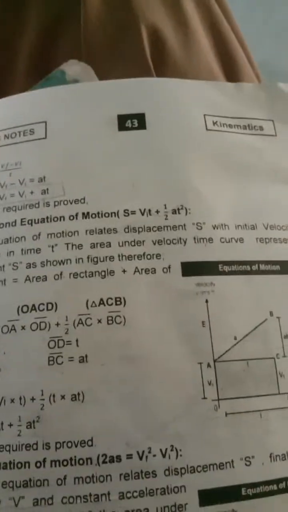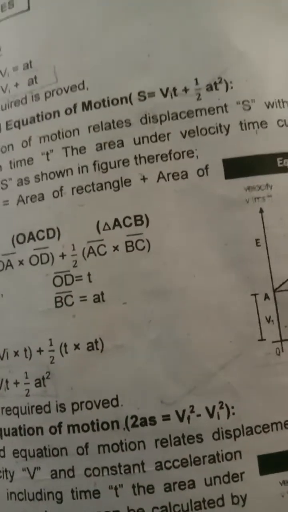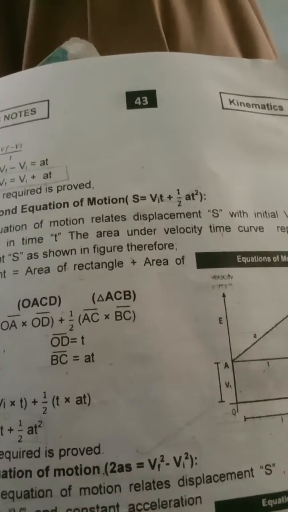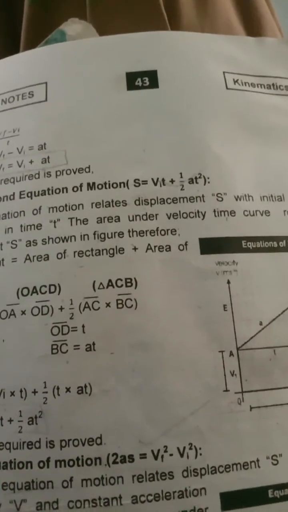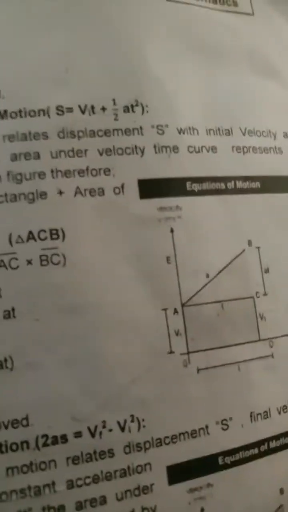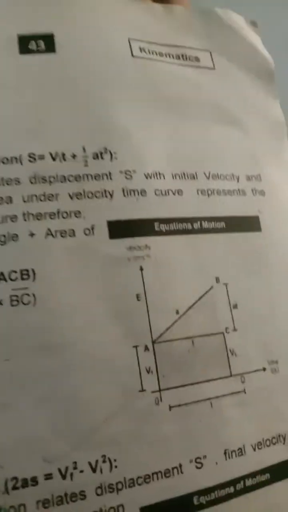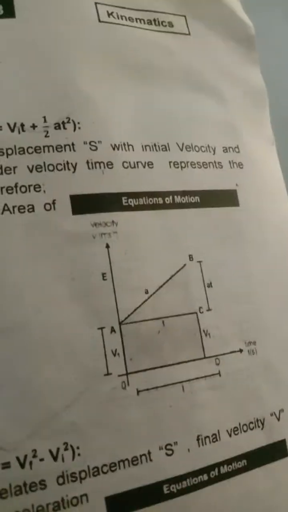The second equation of motion relates displacement s with initial velocity and acceleration in time, and the area under the velocity-time curve.